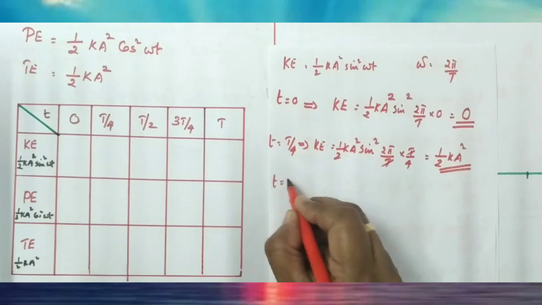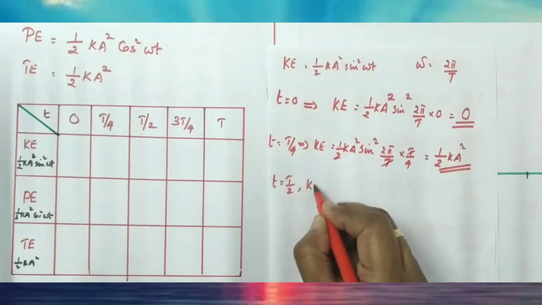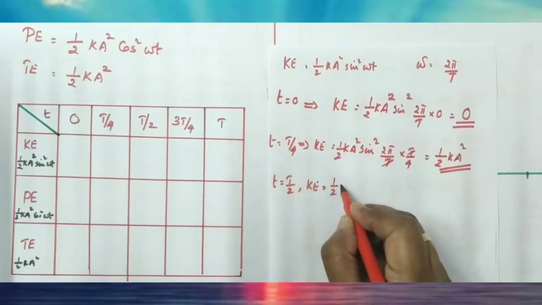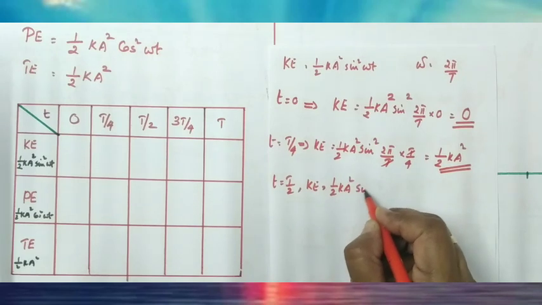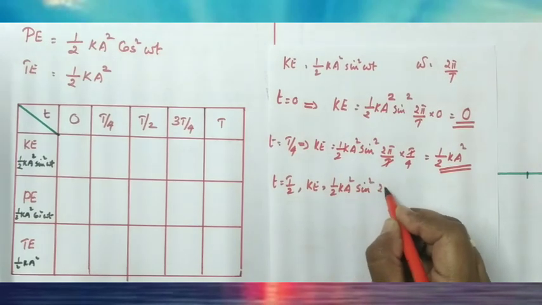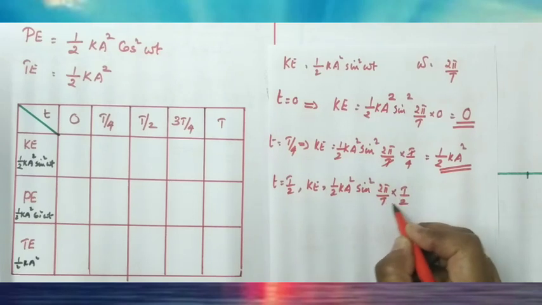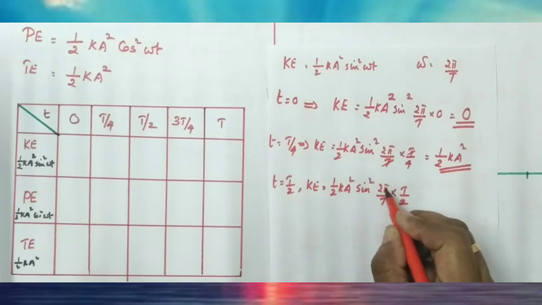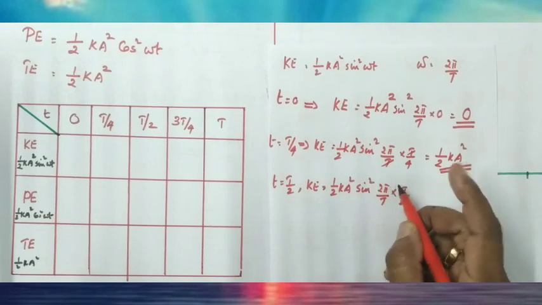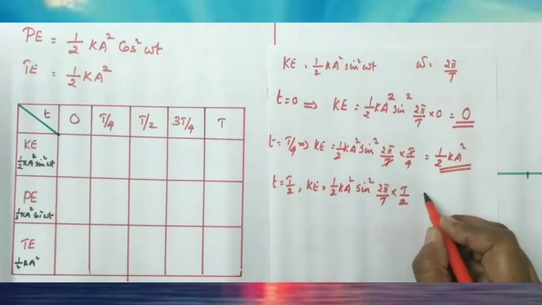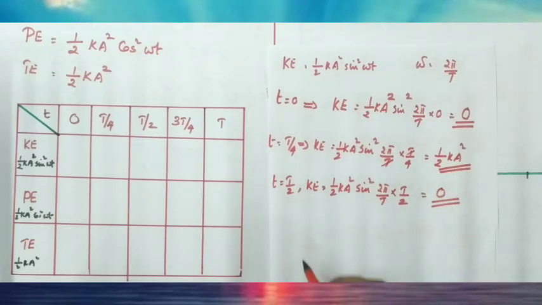Now t is equal to T by 2. Kinetic energy is equal to half k a square sine square 2 pi by T into T by 2. T gets cancelled, 2 gets cancelled, and sin pi is 0. Sin pi is 0, so here the total answer becomes 0.